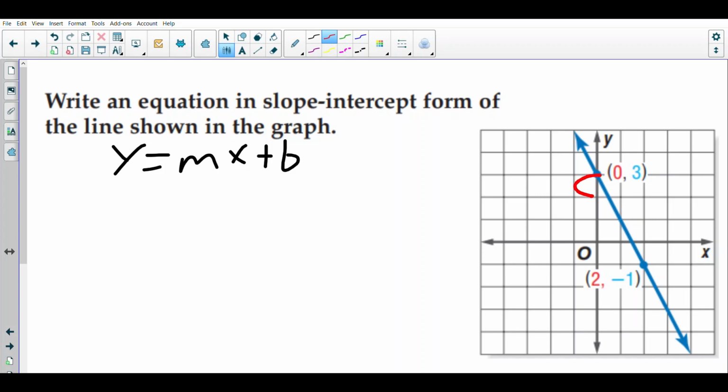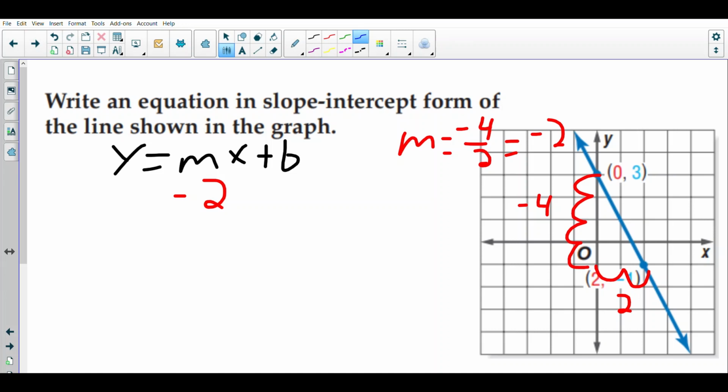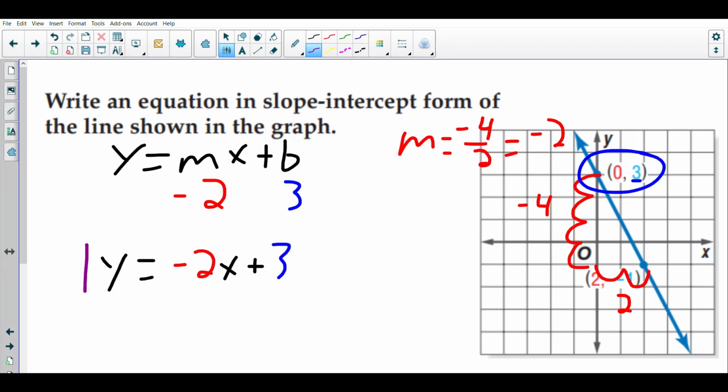So let's count 1, 2, 3, 4, so we get -4 down, and then 1, 2. So our slope, m, is equal to -4 over 2, which is just -2. So I got -2 here, and then our intercept is right here. It's the y-coordinate, so it's just 3. So now I can just rewrite my equation. Y equals -2x plus 3. And there is your equation.